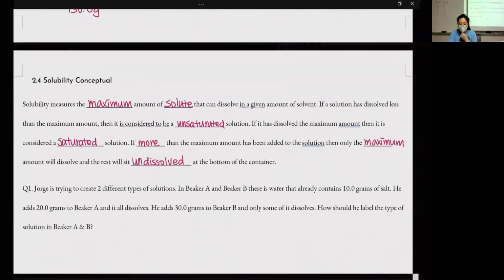All right, so question 1 says George is trying to create two different types of solution in a beaker A and a beaker B. You have a beaker A and beaker B. There is a water that already contains 10 grams of salt. He adds 20 grams to beaker A and it all dissolves. He adds 30 grams to beaker B and only some of it dissolves. How should he label the type of solution in beaker A and B?